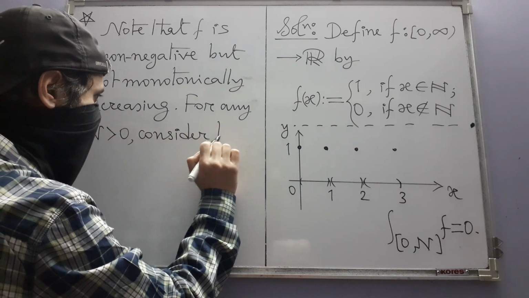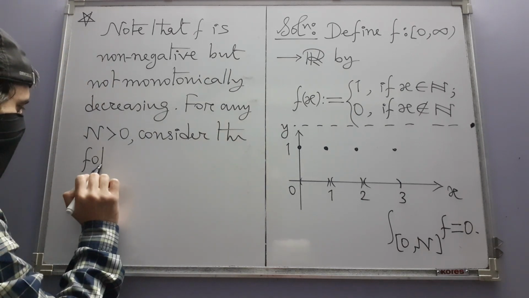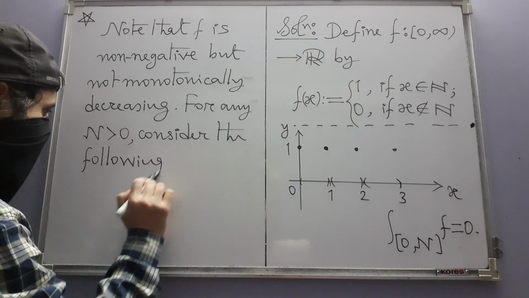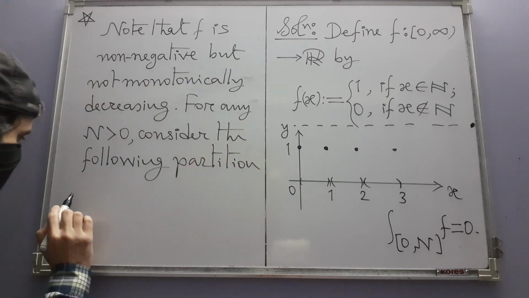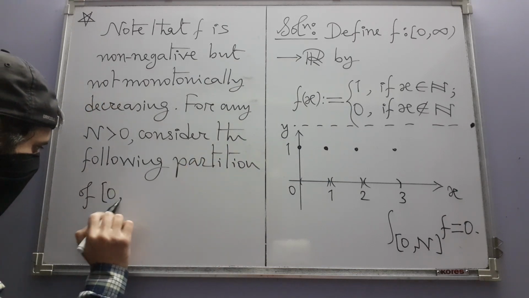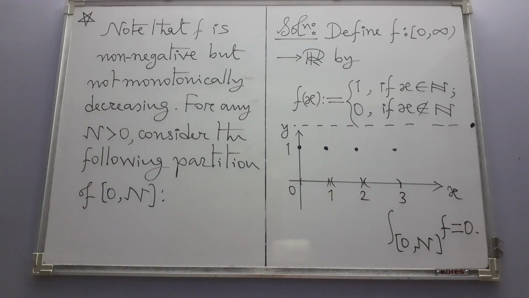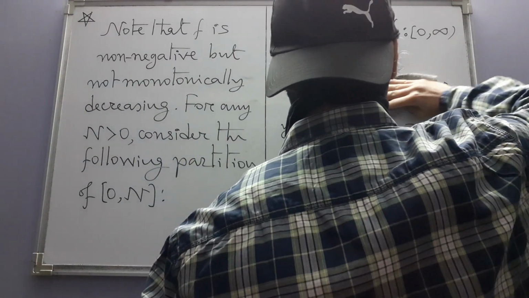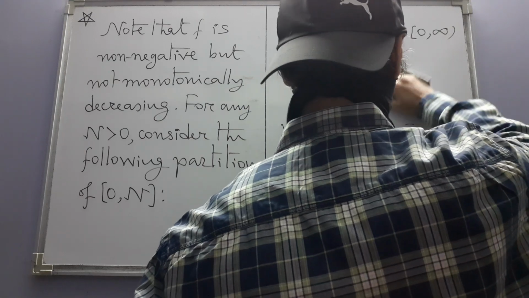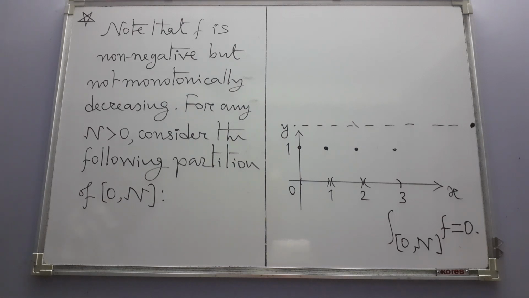Consider the following partition of this interval. It may be an integer, may not be an integer. Why this interval? Because we want these integrals. Now I should write the partition here. The partition itself depends on whether n is or is not an integer. So actually we are going to consider two cases.